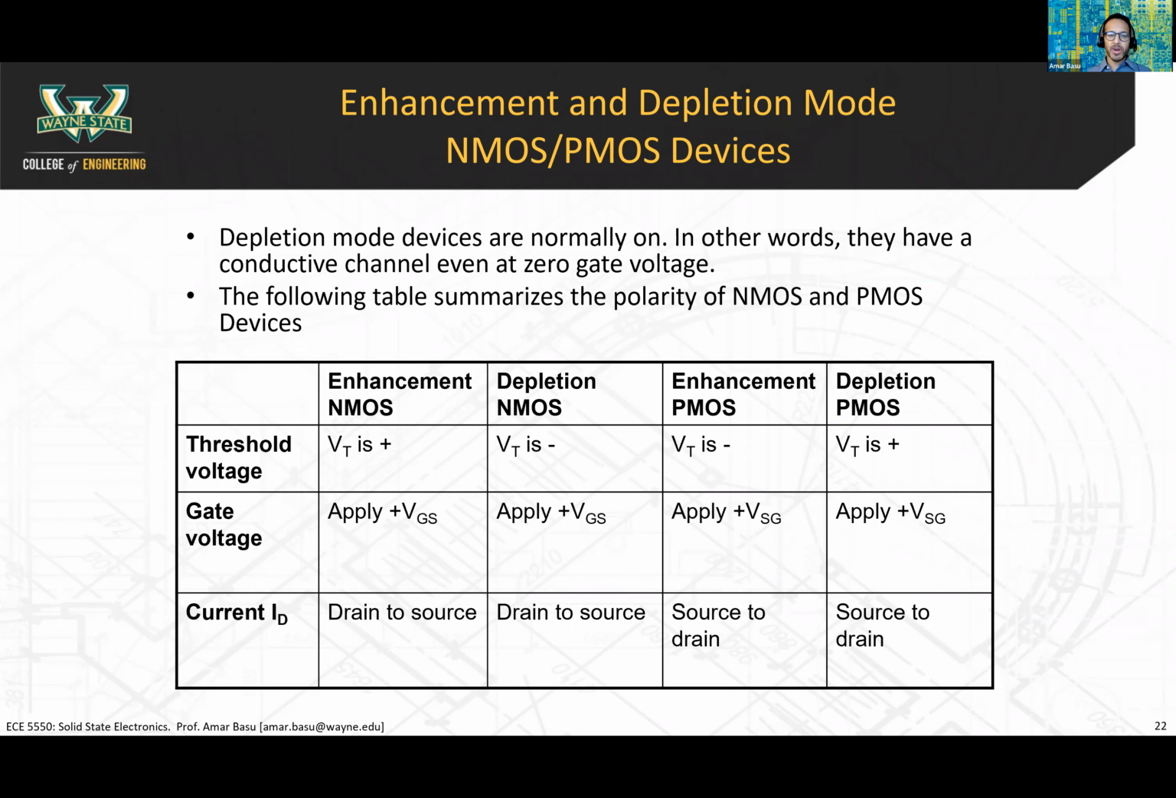Okay, so this table summarizes all of them: enhancement mode NMOS device, positive threshold; depletion mode NMOS device, negative threshold. In both cases, you apply a positive VGS, the current flows from drain to source. In a PMOS device, things are opposite. In an enhancement mode device, the threshold voltage is negative. In a depletion mode PMOS, the threshold voltage is positive. And then in both the cases, you apply a positive source to gate voltage, not gate to source, and current flows from the source to the drain.